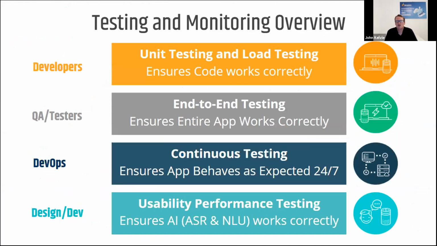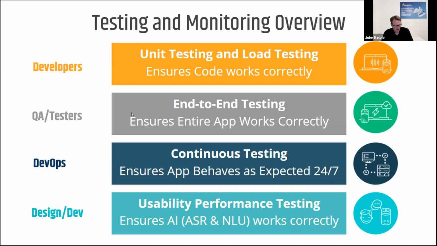So in terms of how we approach doing this, we offer for developers unit testing and load testing, which is really about making sure that the code works correctly and the system can scale. We offer end-to-end testing, which relies on those devices that I mentioned, and really tries to closely imitate an actual user talking to a system. We offer the continuous testing that I mentioned, and then we also offer that usability performance testing that goes into making sure that the AI is functioning correctly. And it really focuses specifically and narrowly on the AI to improve that.